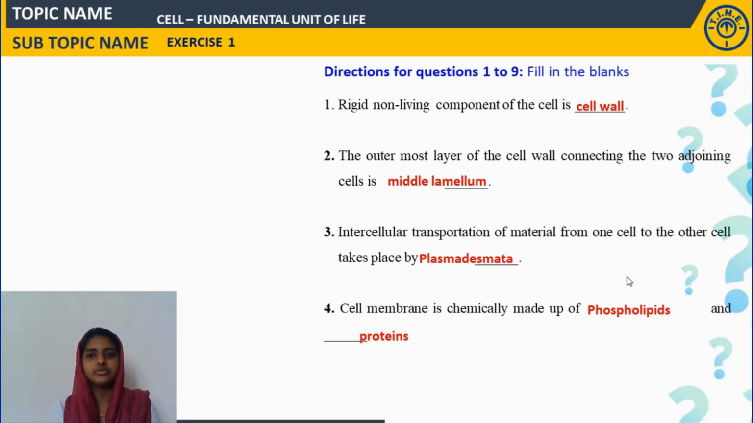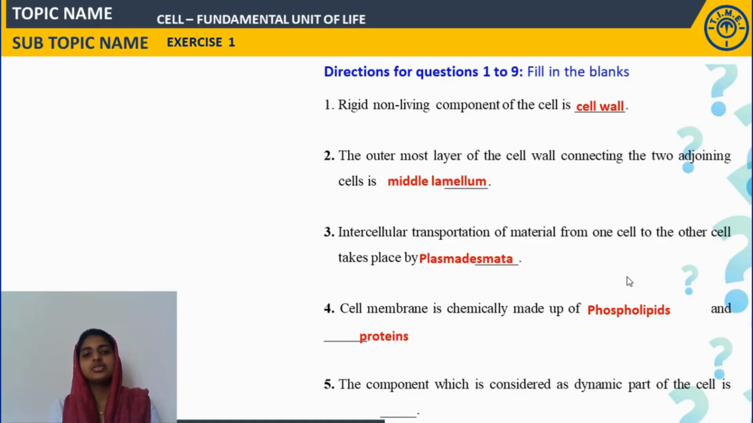Now, the fifth question: the component which is considered as a dynamic part of cell. Which is the dynamic part of cell, or which is the controlling center of a cell? It's nothing but nucleus. We know nucleus is the controlling center of cell. It controls every activity or every function taking place inside the cell.